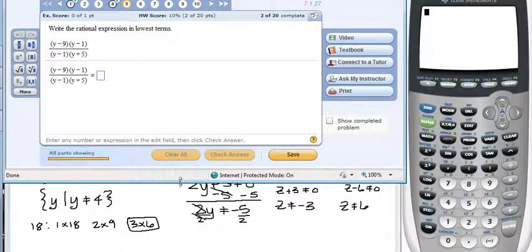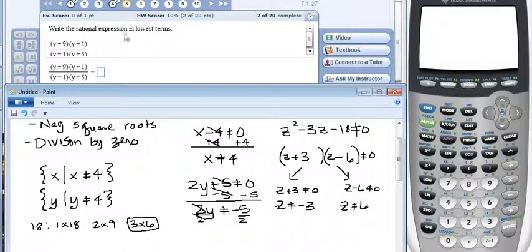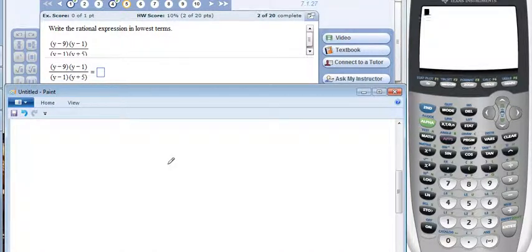All right, here we go. Write the rational expression in lowest terms. Well, what is a rational expression? A rational expression is just a fancy way of saying a fraction, if you want to look at it that way. That's what rational means. It's a ratio of things, so it's fractional. And instead of having a fraction like this, I've got variables, I've got pluses and minuses, I've got expressions.